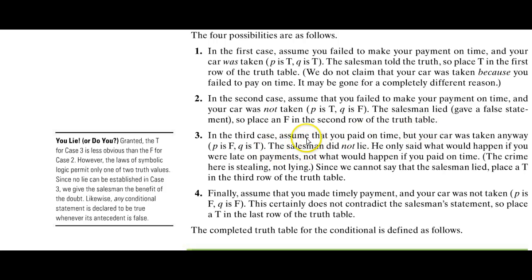In the third case, you assume that you paid on time, but your car was taken anyway. So you're thinking maybe the salesman did not lie, but you don't know what happened. Maybe it was stolen. Okay, so you would place a T in the third row of the truth table. Finally, assume that you made a timely payment and your car was not taken. This certainly does not contradict the salesman's statement, so place a T in the last row of the truth table. Again, you may have to read this over, but it is a little complicated.